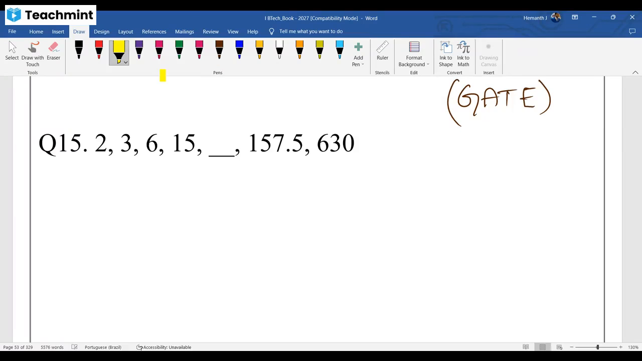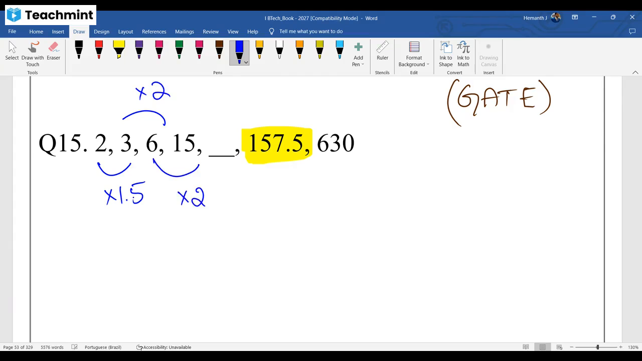We're given in the series: if a number is ending with 0.5 and it is increasing fast, yes, 2 becomes 630. There is some multiplication involved and there is a number ending with 0.5, which means we have to try multiplying by 1.5. 2 into 1.5 is 3. 3 into 2 is 6. 6 into 2.5 is 15. 15 into 3 is 45.